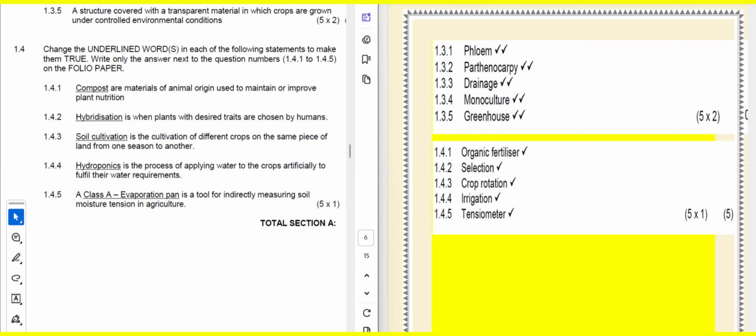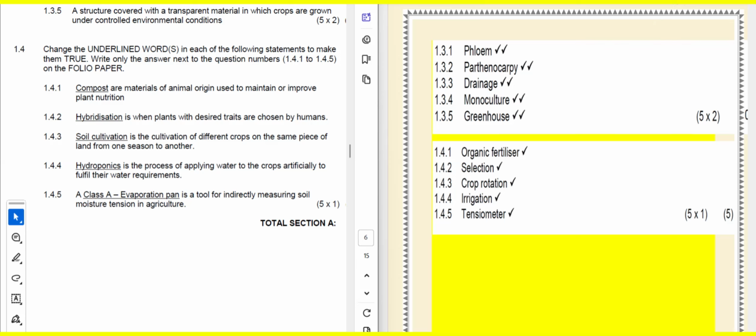1.4.2. Hybridization is when plants with desired traits are chosen by humans. The correct answer is selection. Hybridization is incorrect. Selection is when plants with desired traits are chosen by humans. Correct.